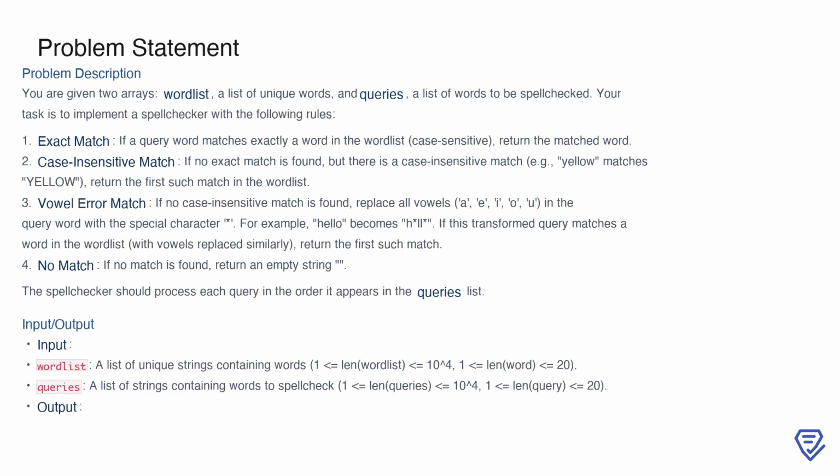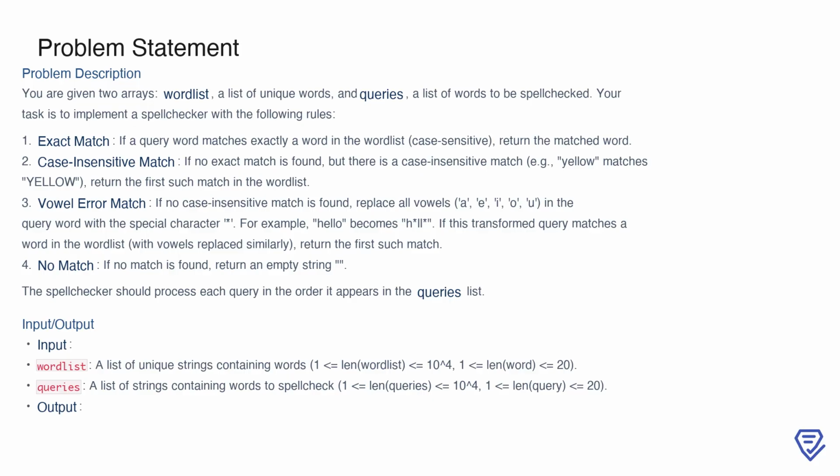In this problem, we need to create a spellchecker that takes in two inputs, a word list and a set of queries. The word list consists of unique words, and our job is to check each query against this word list using a series of rules. First, we perform an exact match, where the query must match a word in the word list exactly, including case sensitivity. If no exact match is found, we move to a case-insensitive match. Here, if the query matches a word in the word list when case is ignored, we return the first such match. If there is still no match, we apply the vowel error rule.